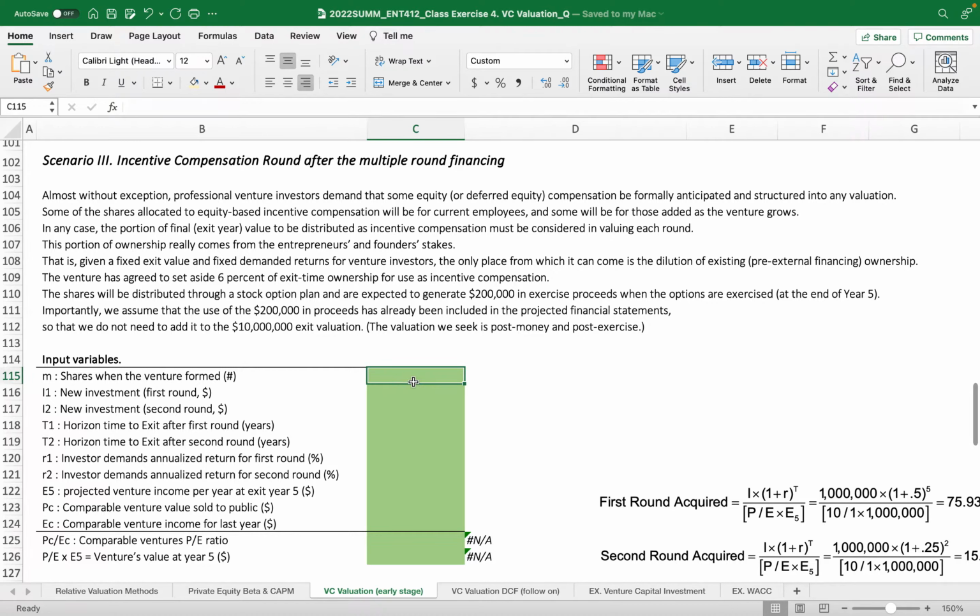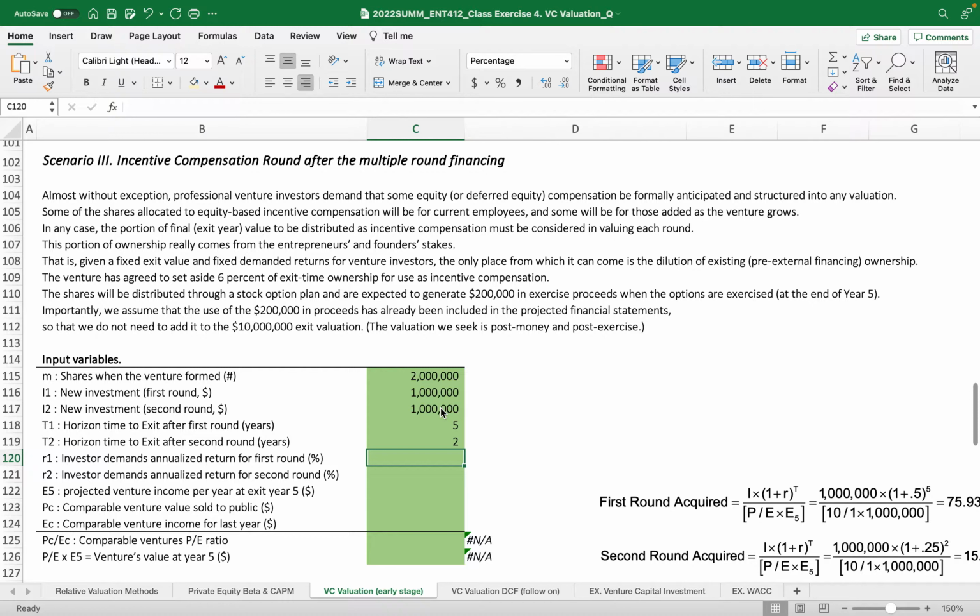The same process: the shares before all the financing was 2 million, right? And then new venture investors, first round, 1 million. And then the same, the second round, 1 million. And then the horizon time to exit at the first round, how many years is the vintage? 5 years. But after the second round, they invest for 2 years.